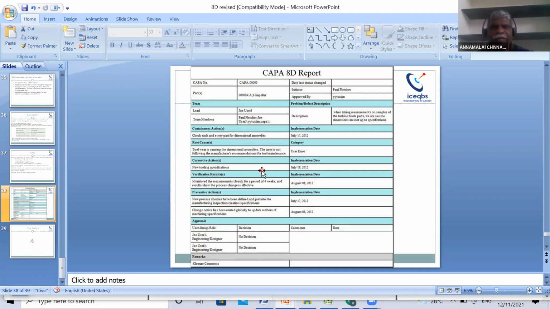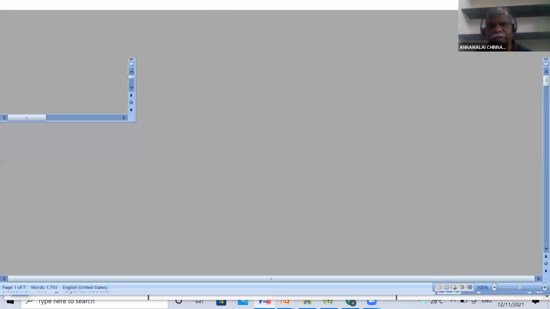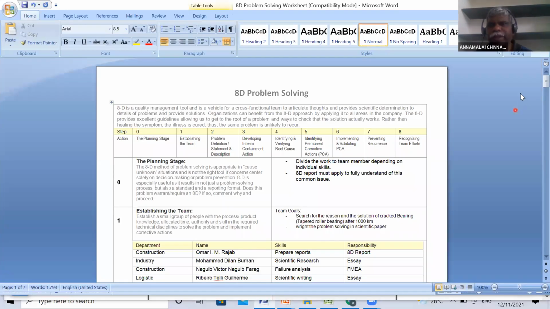Whenever you have any non-conforming product in your process, or whenever you receive a customer complaint regarding parts not meeting the specification, you can use this as an 8D report. This format seems to be quite simple, and you can immediately use it in your process. I will also show you the other Word document. You can see that this is a template that you can use. Again, the zeroth stage is the planning stage.